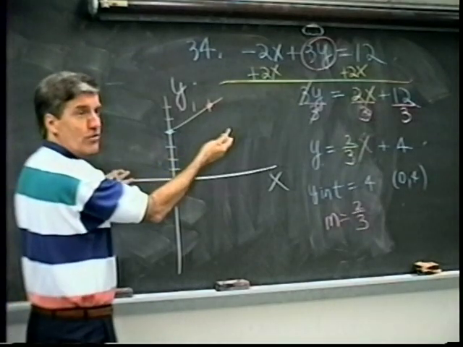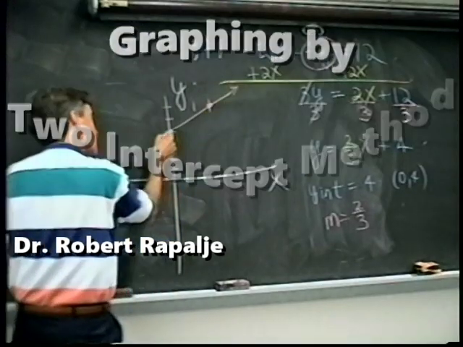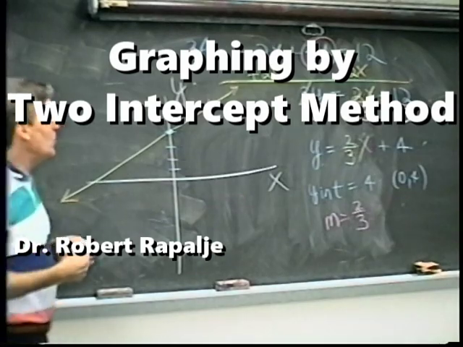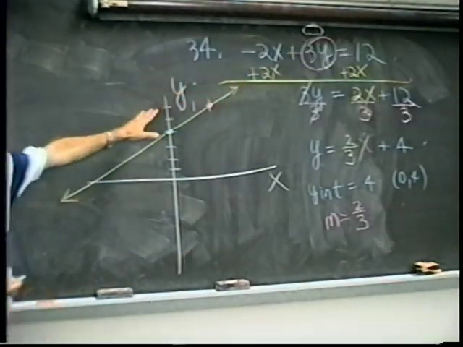I think it needs more, don't you? It needs to go more in that direction with an arrow. It needs to go more in this direction with an arrow, right? Okay? Now, that's one way to graph this problem. But I want to show you an easier way to graph this problem.